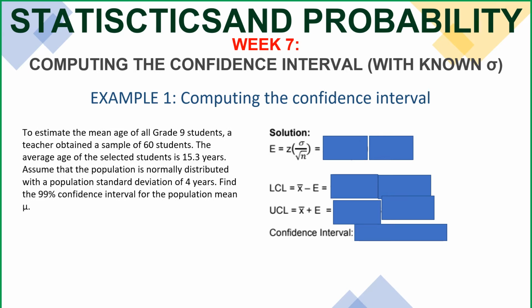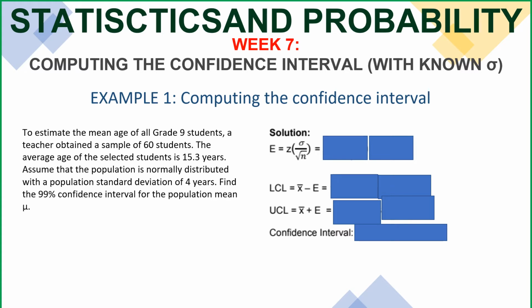So, first, let us read the problem. So, to estimate the mean age of all grade 9 students, a teacher obtained a sample of 60 students. So, the average age of the selected students is 15.3 years. Assume that the population is normally distributed with a population standard deviation of 4 years. So, find the 99% confidence interval for the population mean, mu.